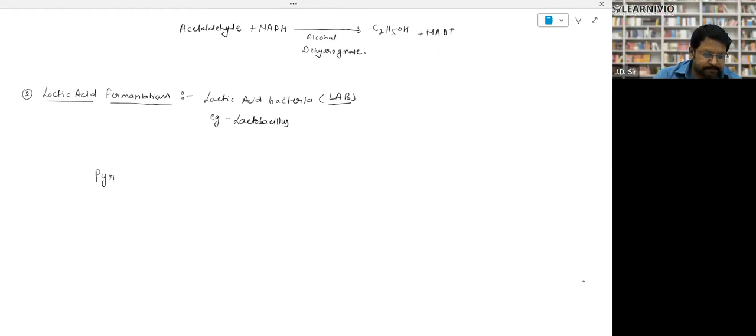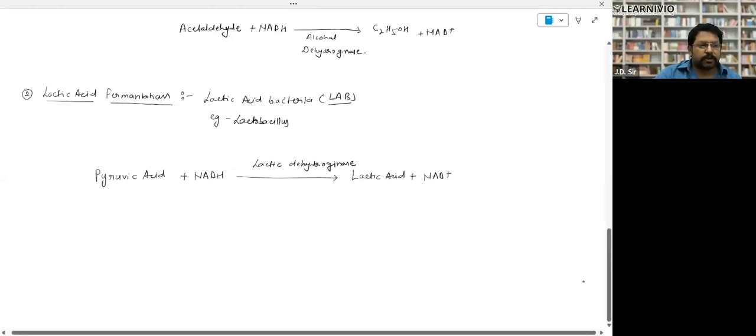Now write down the reaction. Pyruvic acid, which you know is formed in glycolysis, with NADH, gives lactic acid plus NAD, and lactic dehydrogenase is the enzyme which is involved.